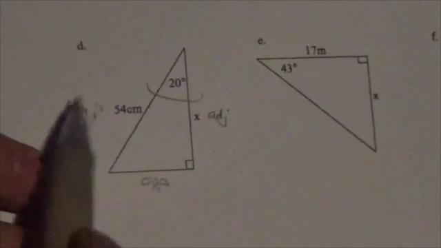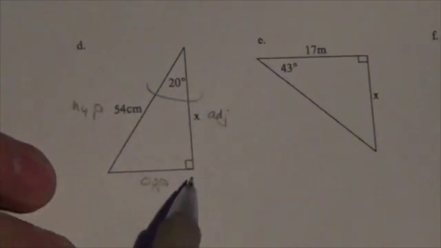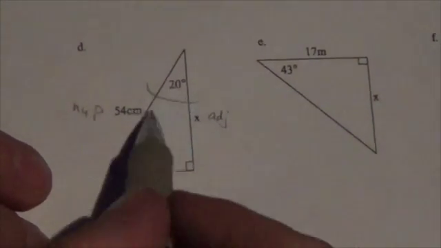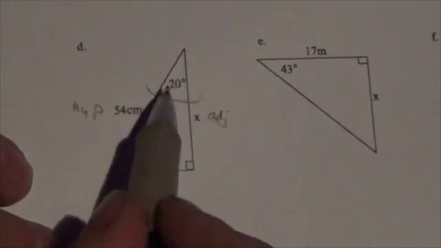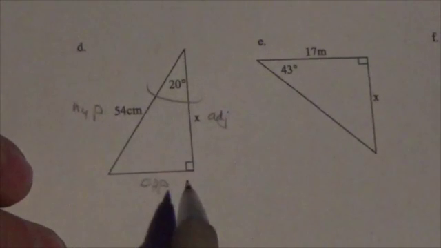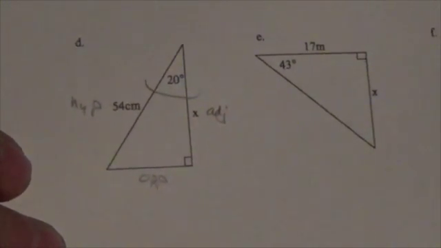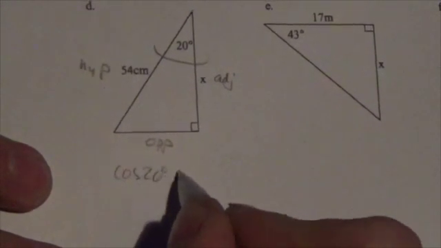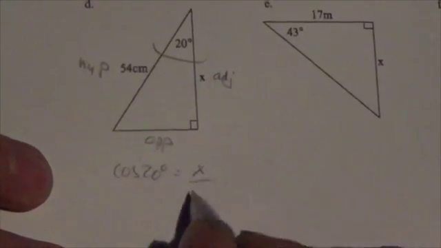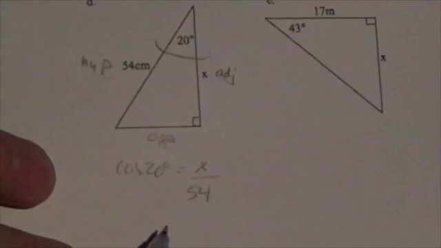So I am given the hypotenuse, and I'm looking for the adjacent side. The opposite is nothing to me in this problem. So what trig ratio relates an angle to its adjacent side and its hypotenuse? Think about it for a second. Cosine. So the cosine of 20 degrees is going to equal x over 54.